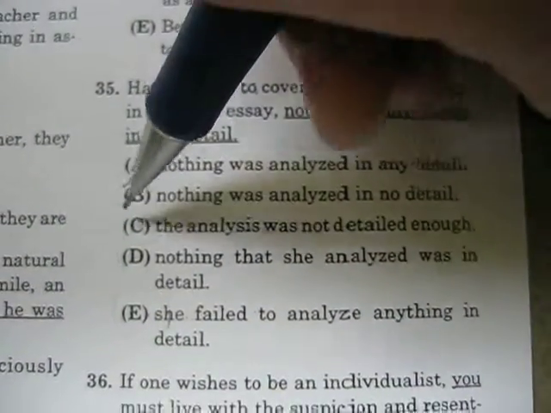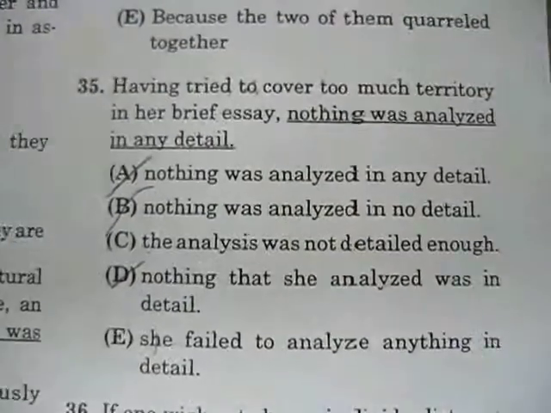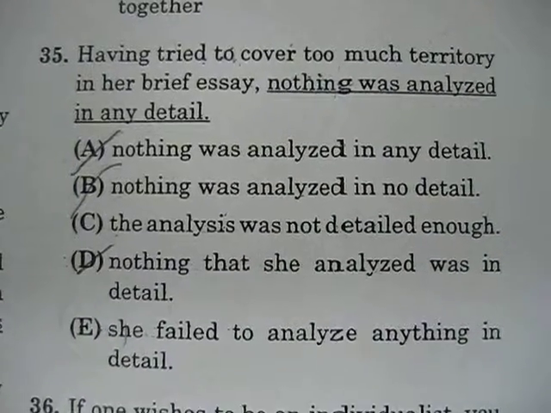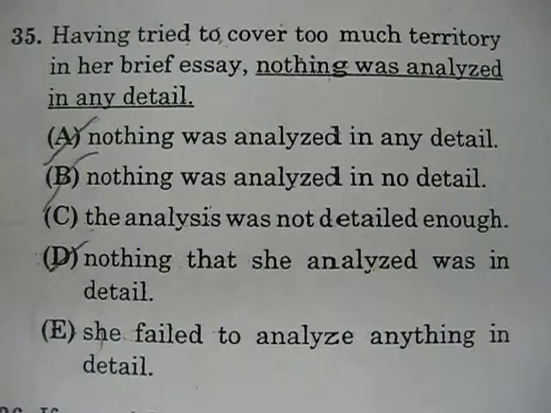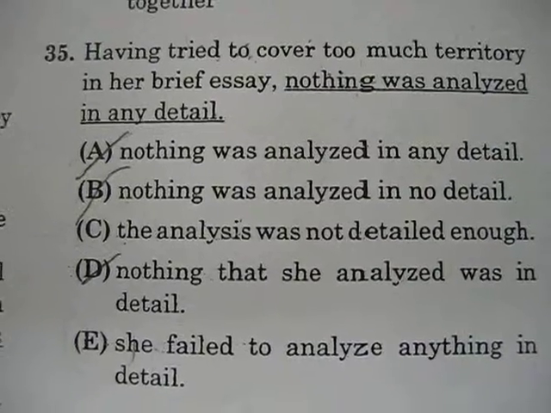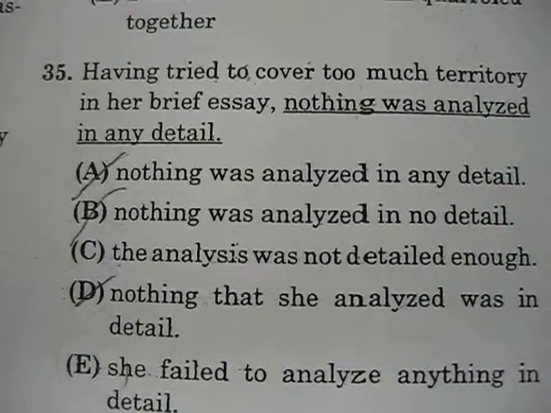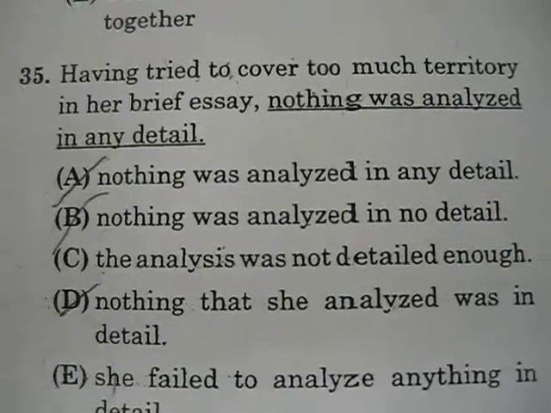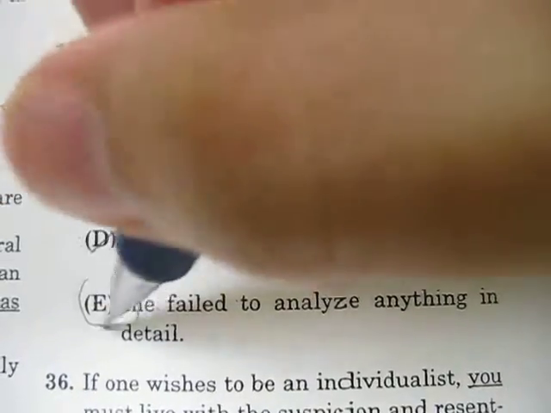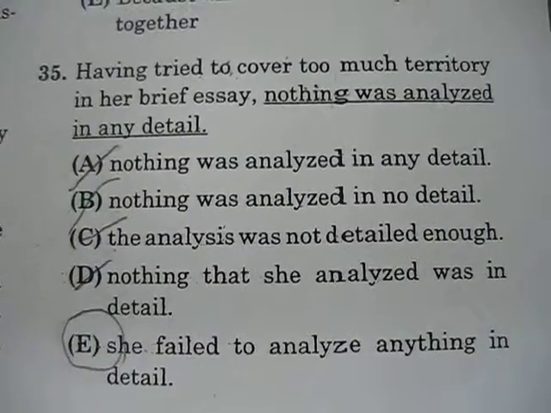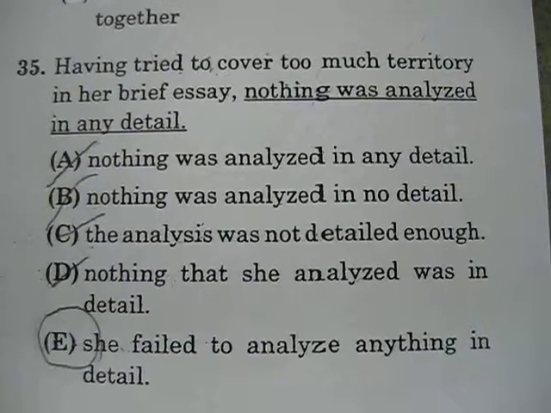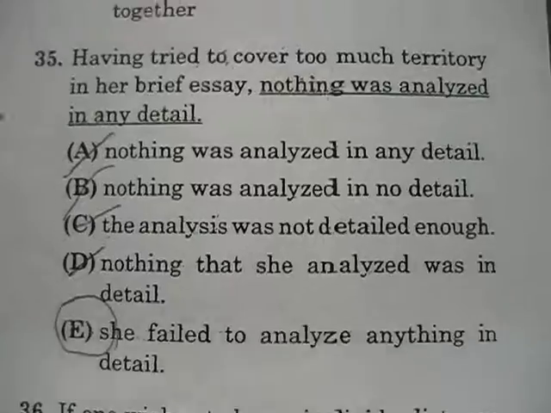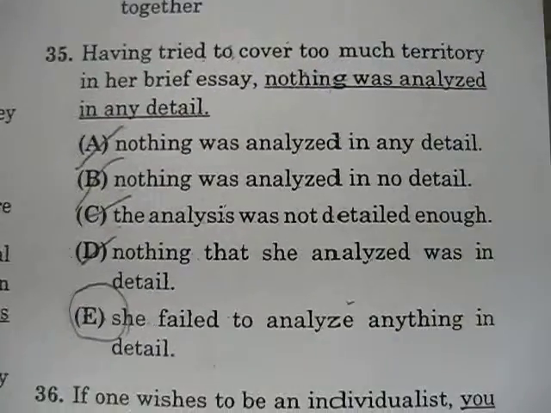Therefore, we could cross out A, B, and D. Immediately, by knowing that one tip, we have a 50-50% chance of getting the correct answer. But we're a little bit smarter than that. Let's look at C, "the analysis." Was the analysis trying to cover too much territory in her brief essay? Obviously not. We can cross out C, and we're left with, again, "she." She is the subject of our sentence. She was trying to cover too much territory in her brief essay. Therefore, she failed to analyze anything in detail. It is as easy as that.